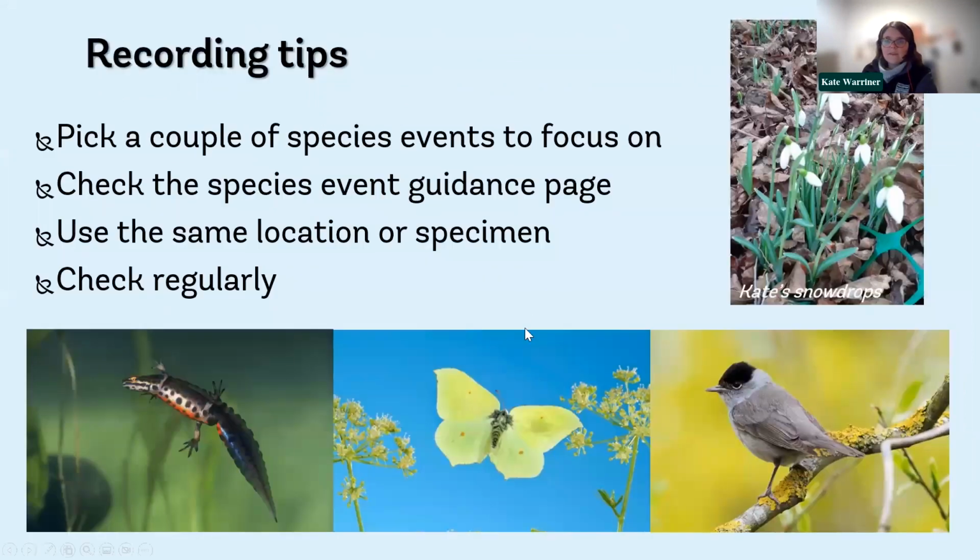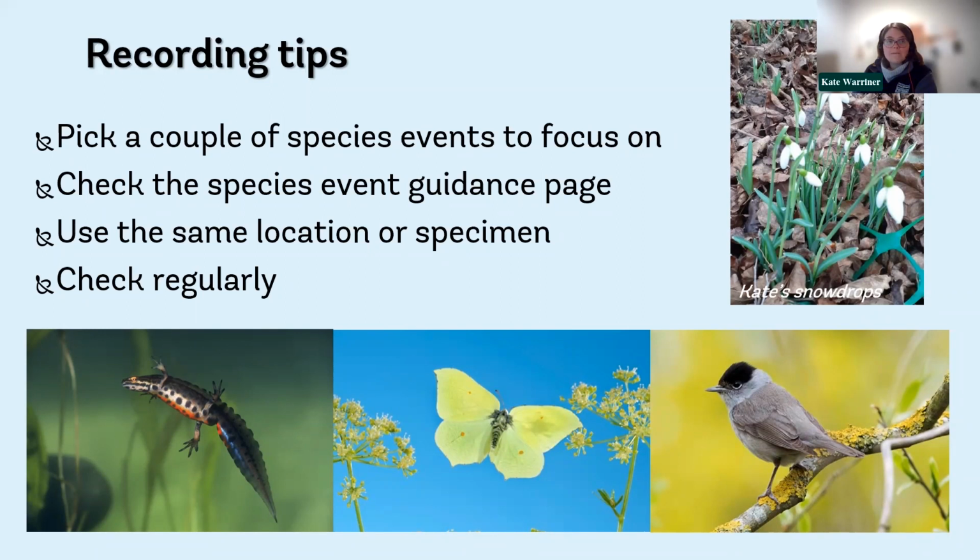Okay, so just a couple of things now to keep in mind to get the best out of your recording. I've hopefully mentioned some of these previously. But it's probably easier to focus on a few events rather than go for the whole lot. And you can get to know when to expect them to come up. Make sure to check the species event guidance page. I didn't actually get to show you that because it wasn't working, was it? But you can find that on the website.